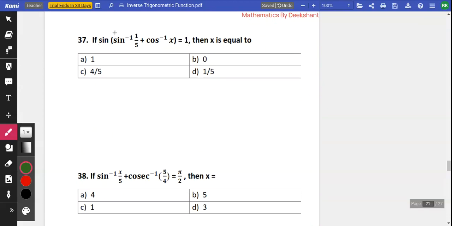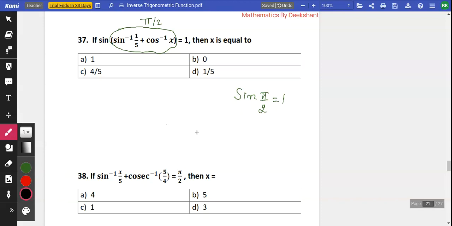In this question, sine inverse 1 by 2 plus cos inverse x is equal to 1. Basically, as we know, sine pi by 2 is equal to 1. So I can write this whole term is equal to pi by 2 because sine pi by 2 is equal to 1.